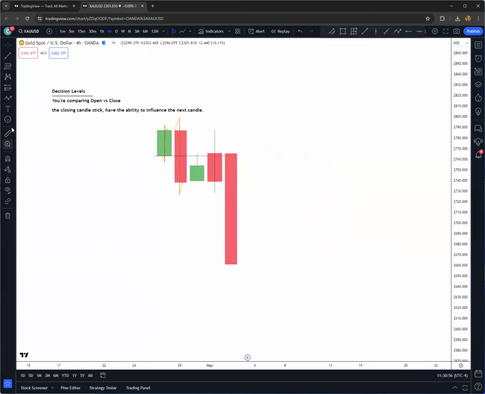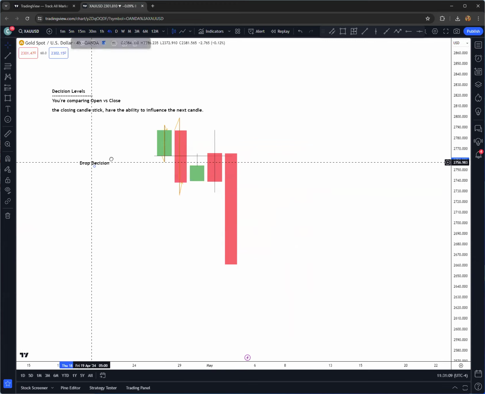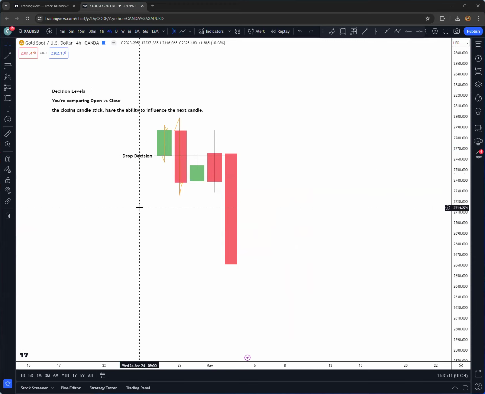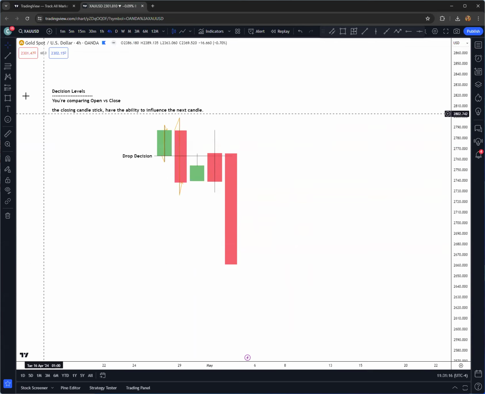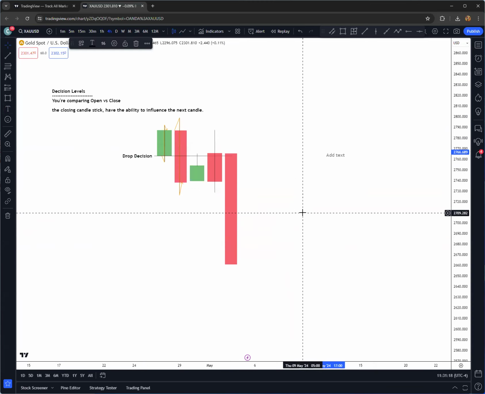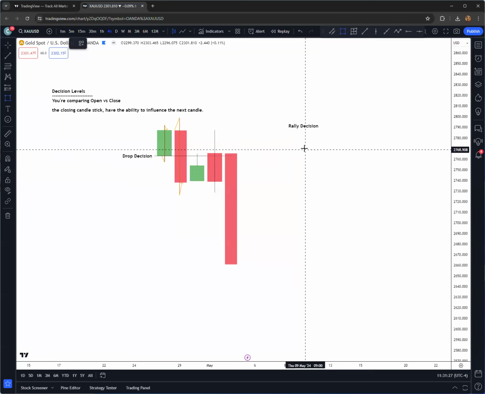The other one I will show is the other type of decision. So this is a drop decision in here. Drop decision, right? At that level there, because it's causing the price to drop. That's why it's called a drop decision. The other one is a rally decision, which is the inverse of this. I won't explain it, I'll just draw it out.